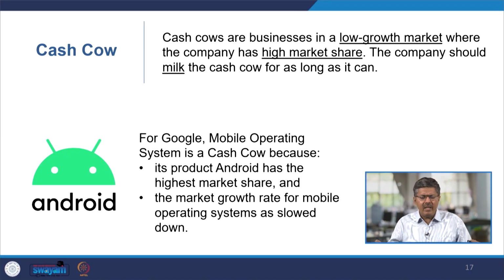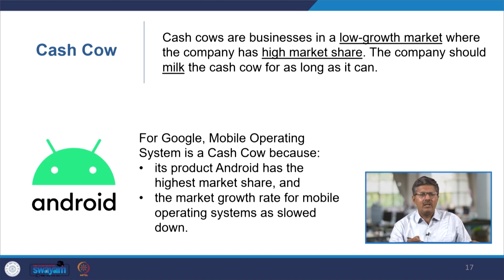The third case is the cash cow, where the company has a high market share, but the industry is not growing fast. So, if the industry is not growing, it is a low growth market, but the company has a high market share. In such a condition the company should milk the cash cow for as long as it can.